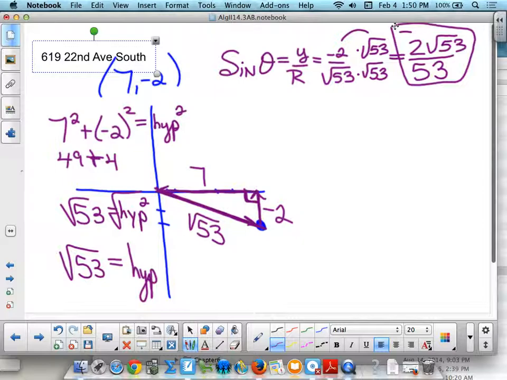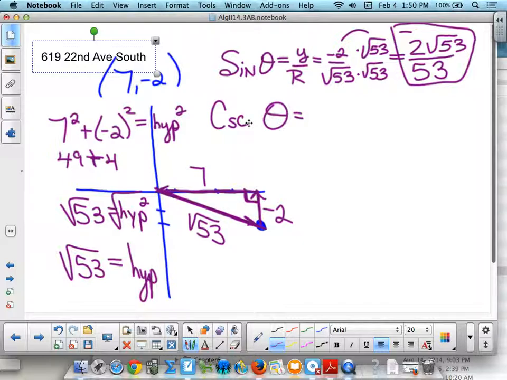We might as well just get the reciprocal function, which would be cosecant of theta. Now you can do one of two things. You can flip your answer, and if you do, the square root of 53 ends up on the top. Otherwise you're going to have to do all that work again.